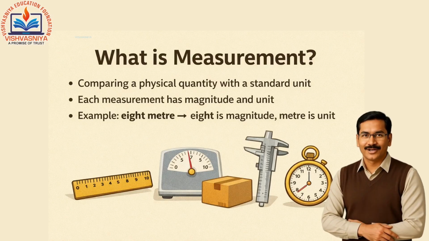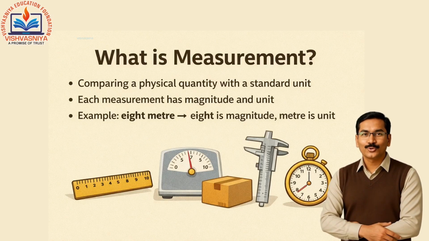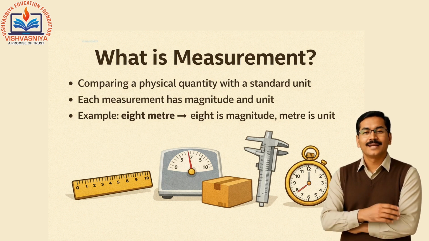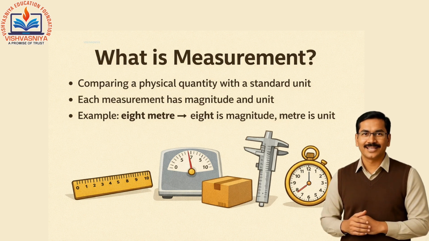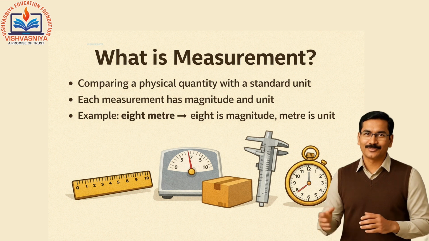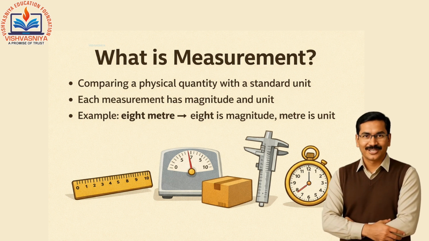Measurement means comparing a physical quantity with a standard unit. Every measurement has two parts, a magnitude and a unit. For example, if we say 8 meter, then 8 is the magnitude and meter is the unit. These standard units help scientists everywhere follow the same system.